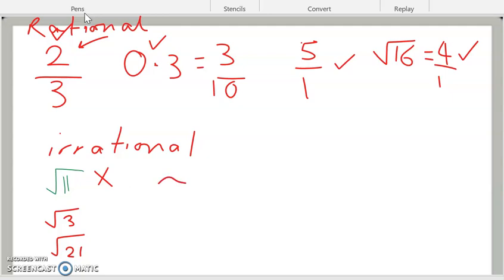What else would be irrational? Well, the famous number pi. It is non-terminating, has no patterns, and can't be written as a fraction. Sometimes we see people write pi is equal to 22/7, but really that's just an approximation. So pi is definitely irrational, can't be written as a fraction.